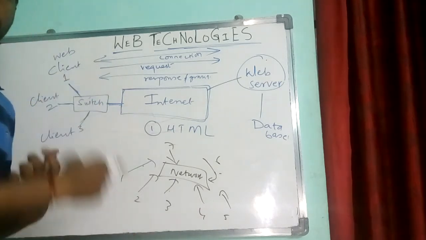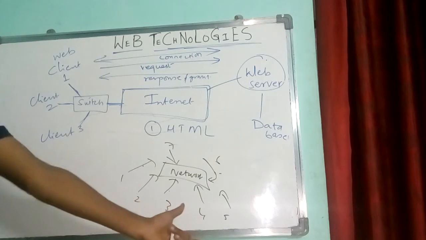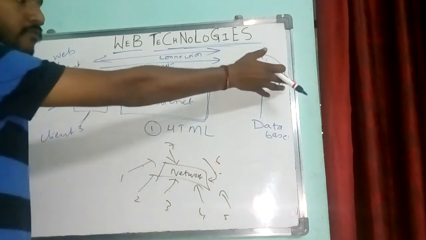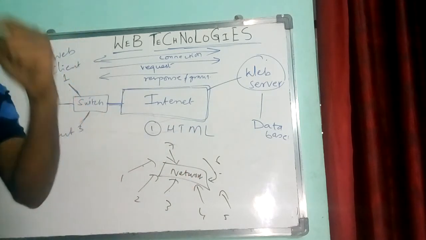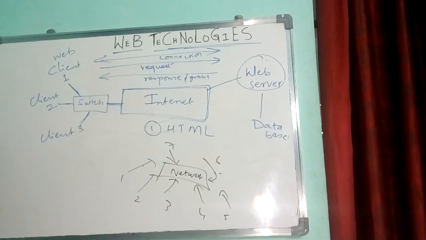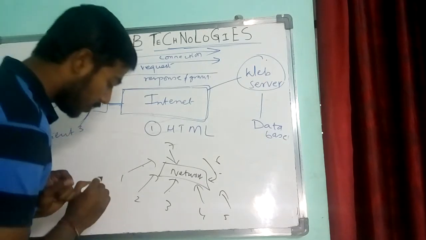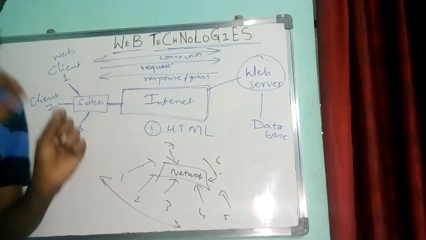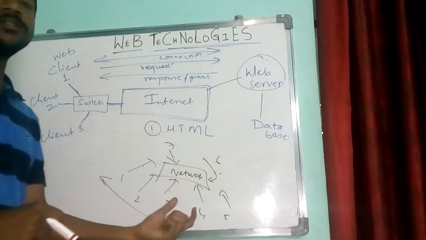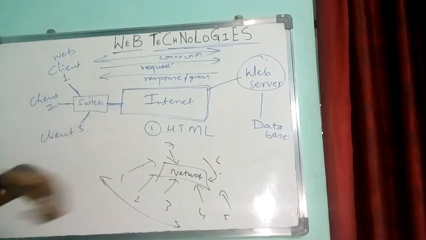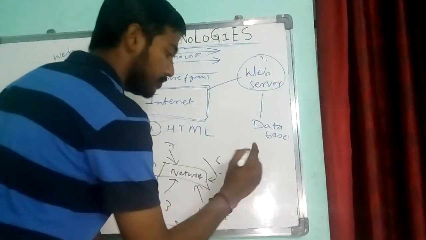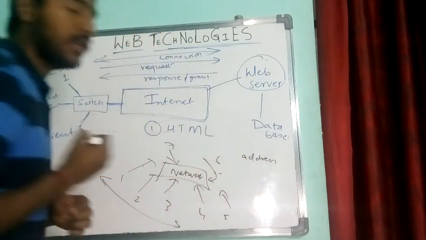At a time, suppose one of the systems among these seven wants to access the information from the server. How does the server know which system wants to access my information? Suppose these three systems want to access the information at the same instant. Then how does the network know which system to give the information to? In order to remove that ambiguity, they have provided addresses.